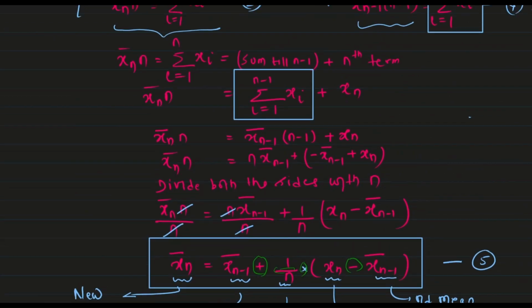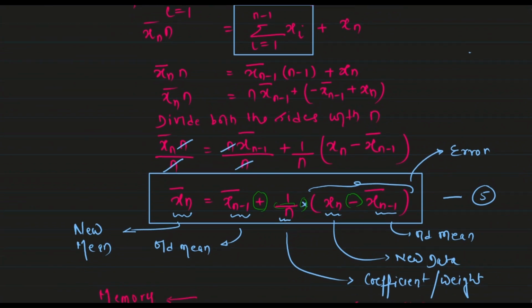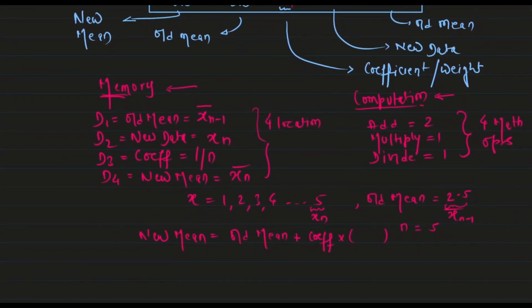And one thing that you actually see here, which I forgot to mention earlier, is that this entire expression in this bracket is nothing but an error term. Essentially, when the new data point appears, this expression is subtracting the old mean from it. Basically, it's trying to find out how far the new data point is from the old average. And that distance is basically error, which is then weighted by this coefficient to correct the new mean. So this is nothing but error.